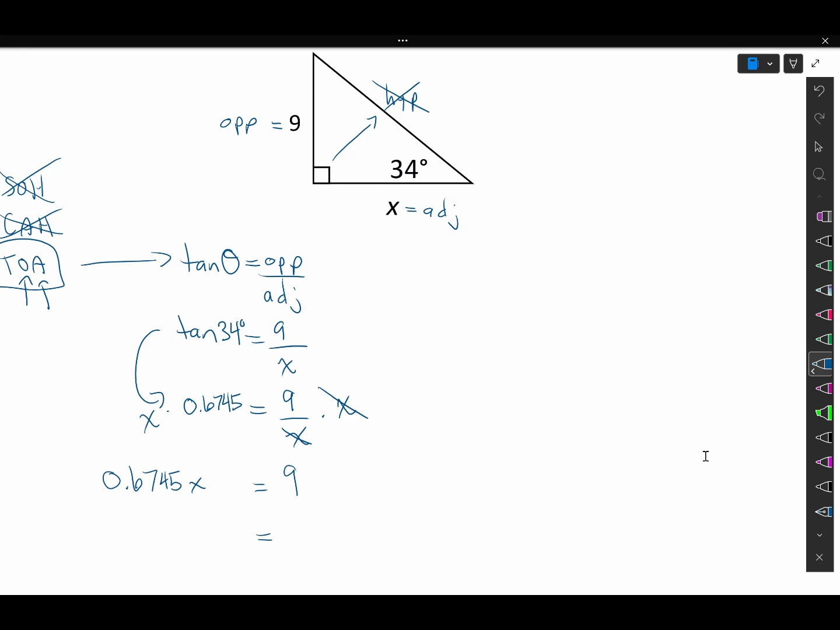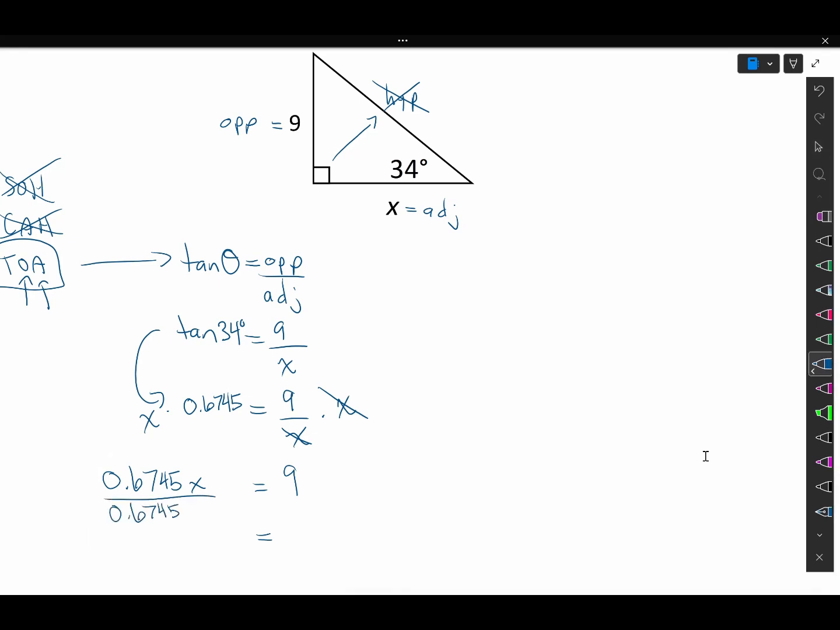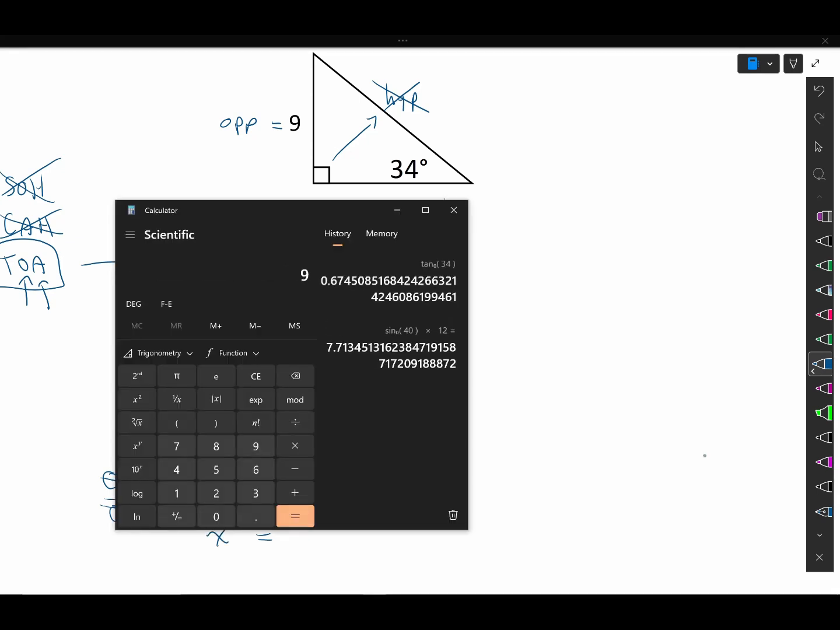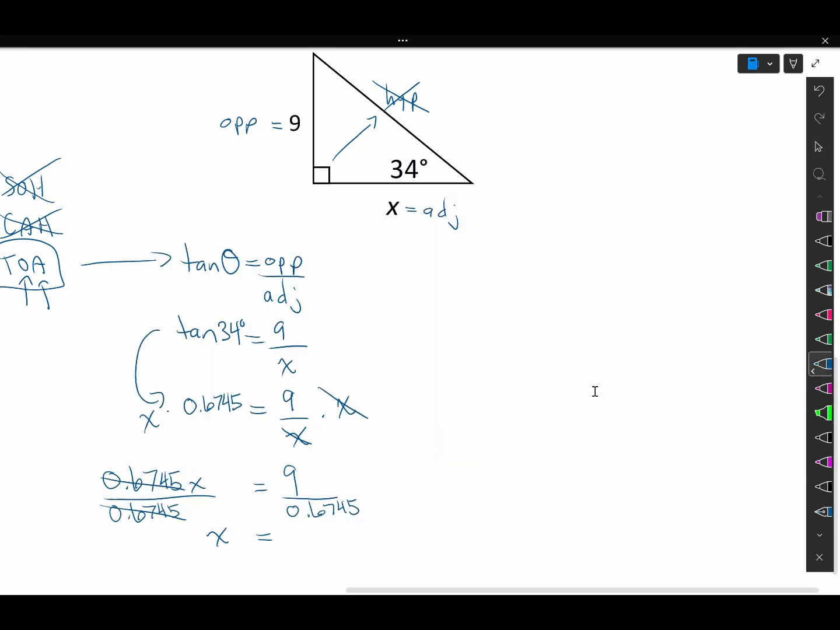Now from here, we'll again perform an inverse operation. What's the opposite of multiplying by 0.6745? It's dividing by 0.6745. We'll perform that on both sides. Good, it cancels out on the left, leaving us with x equals 9 over 0.6745. 9 over 0.6745 according to our handy-dandy calculator tells us we're working with a value of 13.3. That is our unknown side right here.